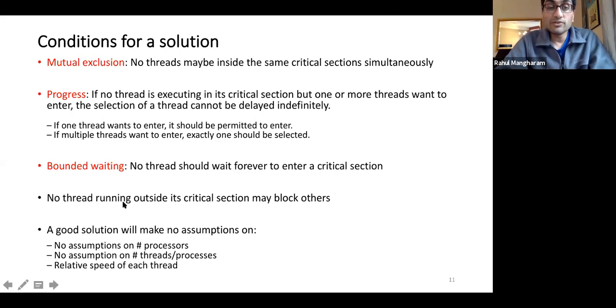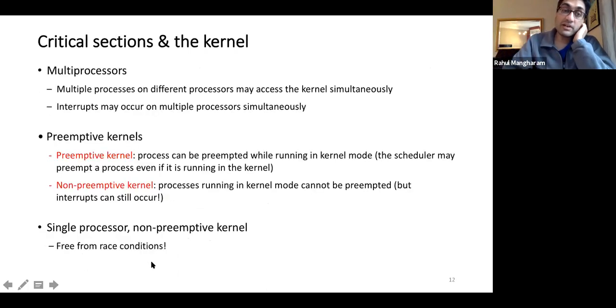So no thread running outside the critical section may block others. That's fine. And a good solution will make no assumptions on the number of processors, the number of threads, or the relative speed of each thread. So we don't have this kind of dependency between the threads.